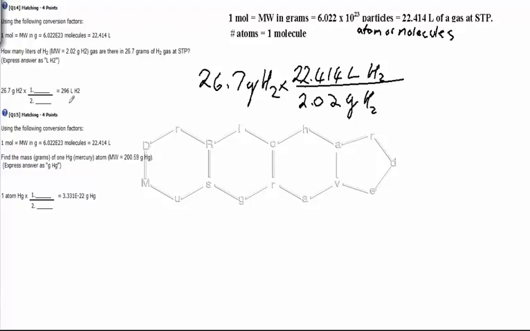The number of significant figures we get is 3 significant figures because we started out with 3 significant figures over here, and that's how we'll end up with our answer.